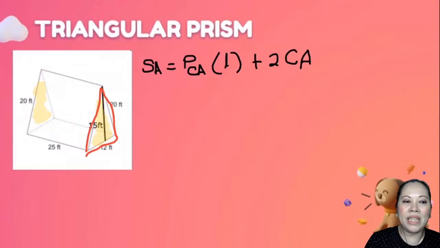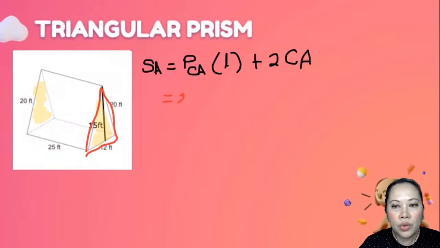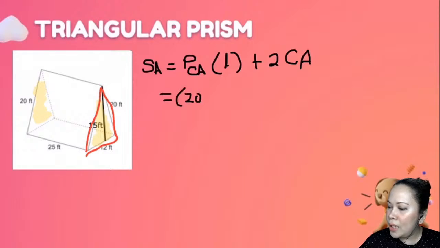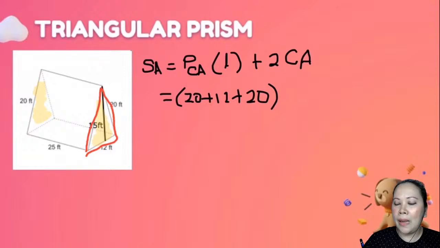Okay, so we add because it's perimeter. What would be the perimeter? We have 20 plus 12 plus 20. It's an isosceles, so therefore the two sides are the same. So 20 plus 12 plus 20 is the perimeter of our triangle. 20 plus 20 is 40, plus 12 is 52.